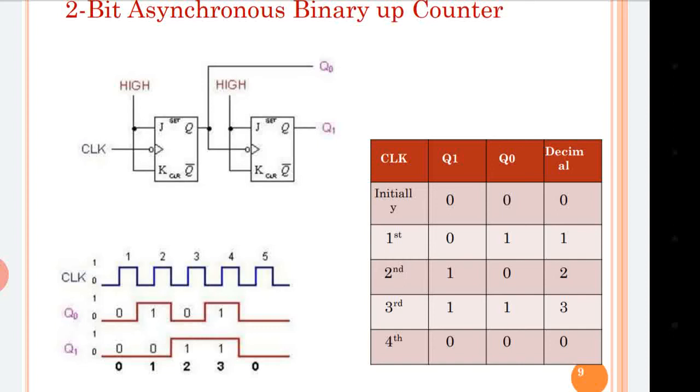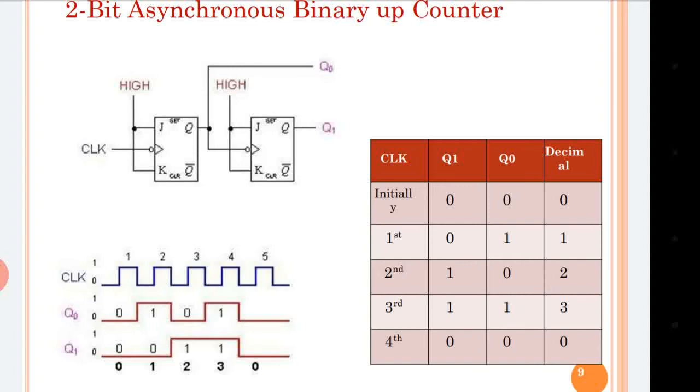Remember that the external clock is always connected to the least significant bit flip flop. If you observe the column of Q0 carefully, it is always toggling 0 1 0 1 0 1 0 1. That's why the external clock is connected to the least significant bit of the counter.